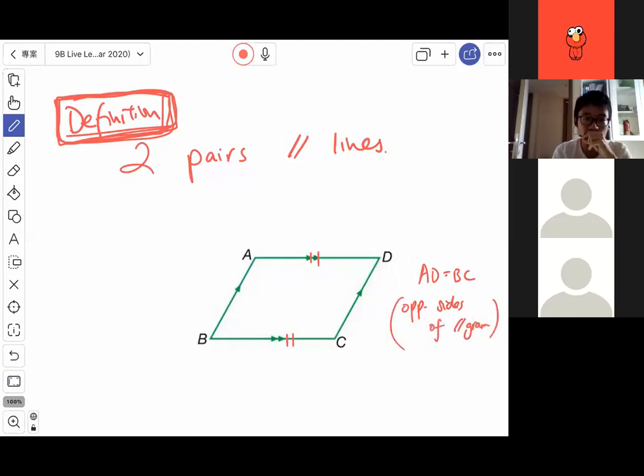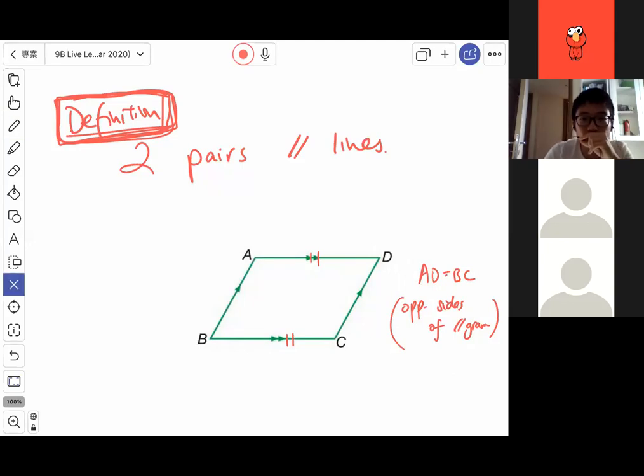But in this lesson, I want all of you here. Why? Because I want to show you why this is true. I only know that there are 2 parallel lines, but why must AD be equal to BC? We can only use the tools that we learned before. Do you have any idea how we should start?